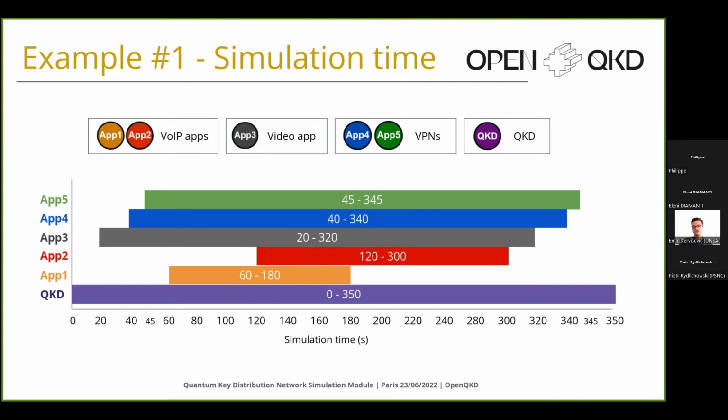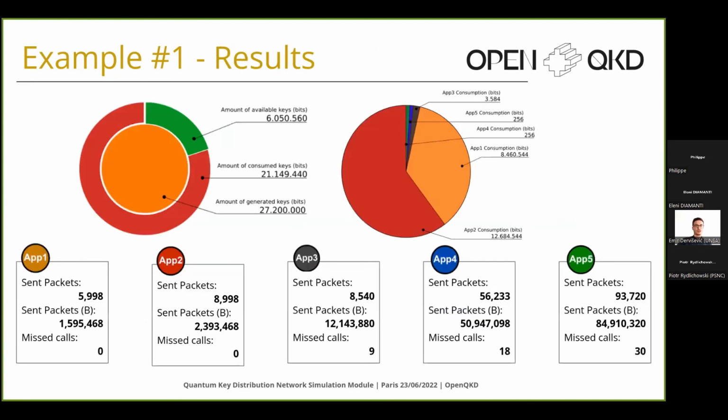The simulation time was approximately 6 minutes, and the QKD devices were running constantly for the whole duration of the simulation and were generating keys between these 2 locations. On this slide here, we can see the results. We can see the total amount of keys generated, the amount of keys consumed, and the amount of key material that remains in the QKD buffer at the end of the simulation, so around 6 megabits of key material.